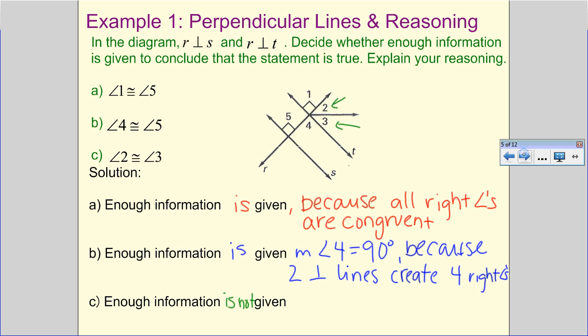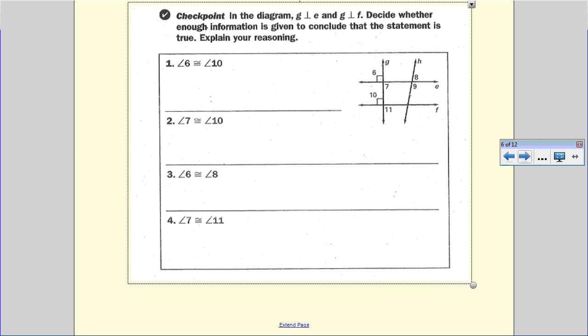All right, so your checkpoint, ladies and gentlemen. I'm going to go through the first two. We're going to leave 3 and 4 to check in class. So that means you do them now. Okay? I'm going to do 1 and 2 with you. So angle 6 is congruent to angle 10. Well, if we look up here, here's angle 6, here's angle 10. Is that true? Yes.